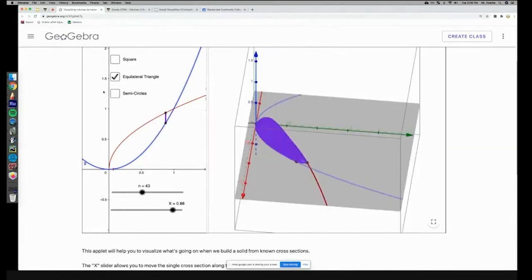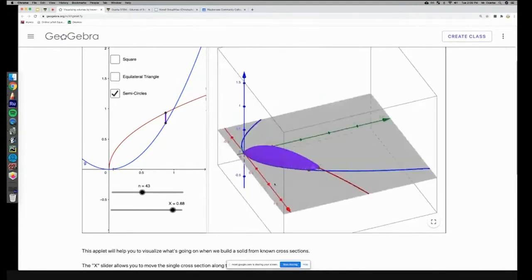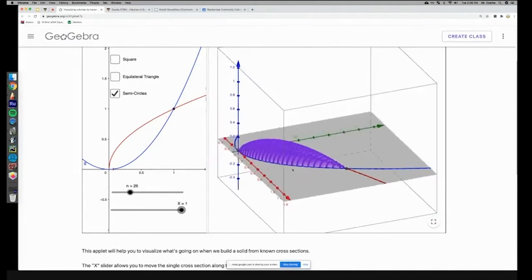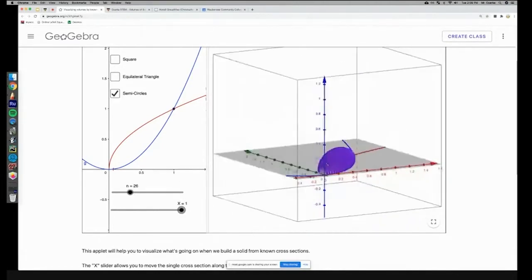Kind of a cool looking shape. And then if you do semicircles, this one's my favorite. It looks like a little dome almost. Let's do this. And they're just semicircles, so it's just the area of a circle divided by 2.